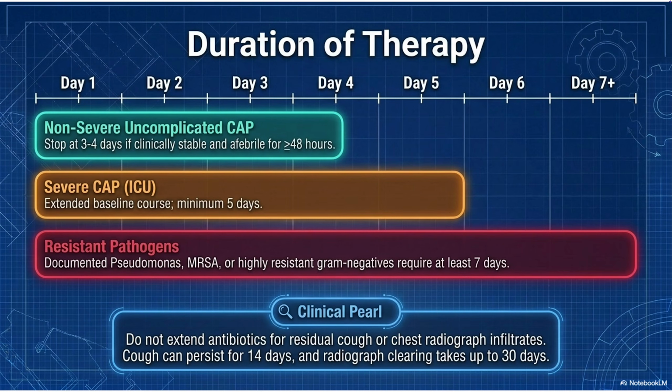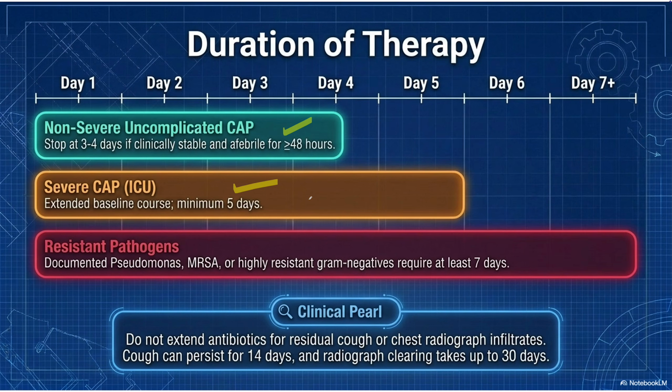Slide 12, duration of therapy. One of the most important aspects of pneumonia management is the duration of treatment. For non-severe uncomplicated CAP, therapy can often stop after 3 to 4 days, provided the patient is clinically stable and has been afebrile for at least 48 hours. For severe CAP requiring ICU care, a longer baseline course is usually necessary, with a minimum duration of 5 days.